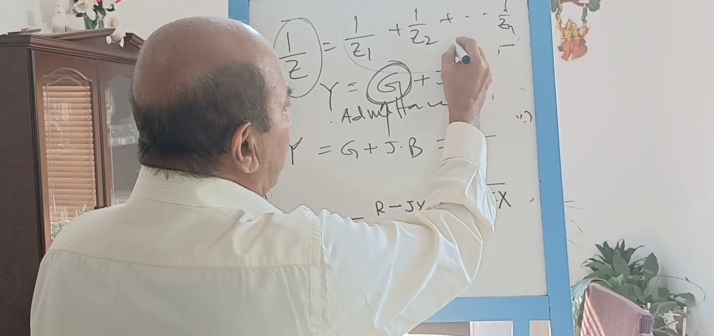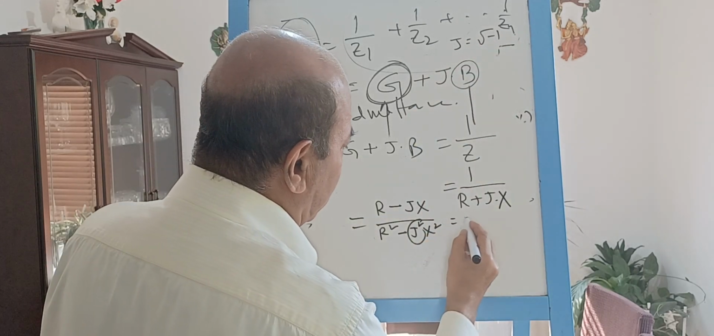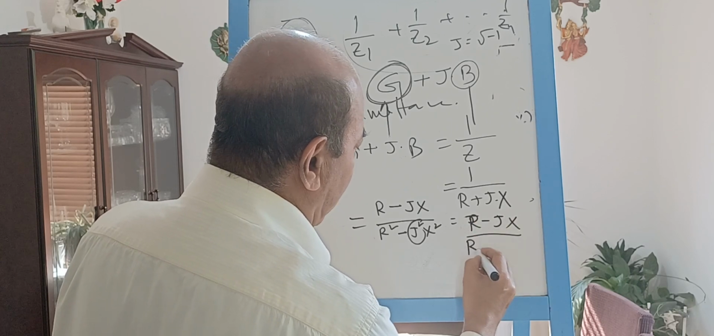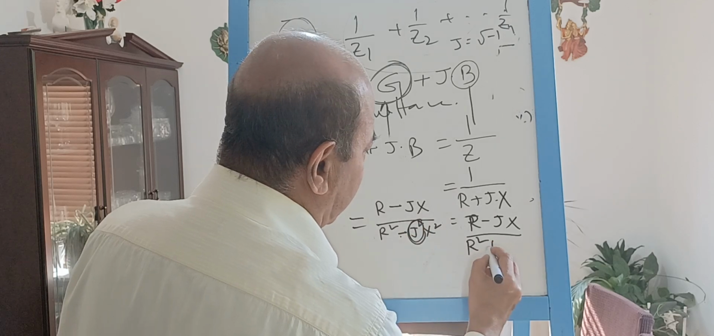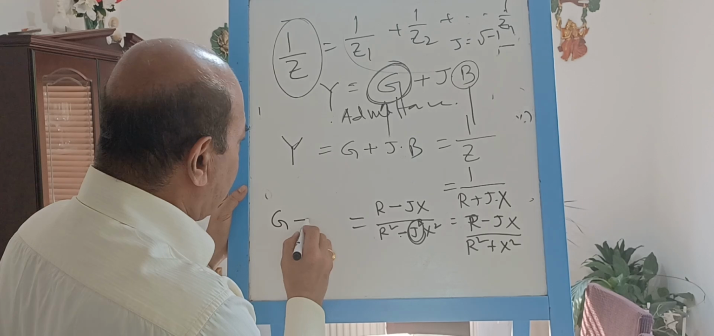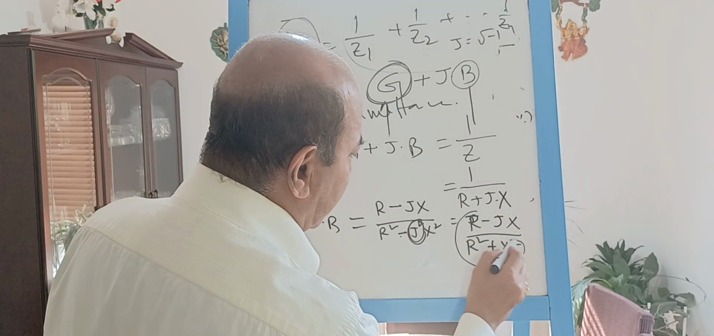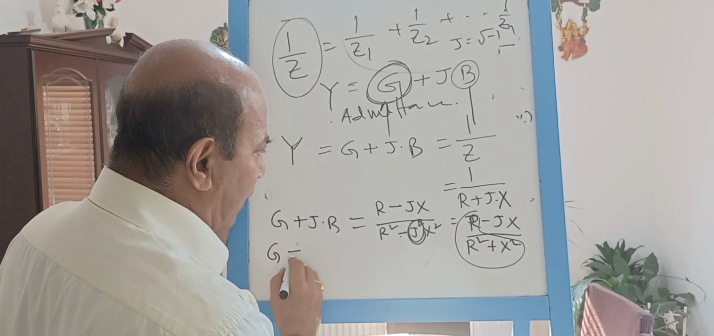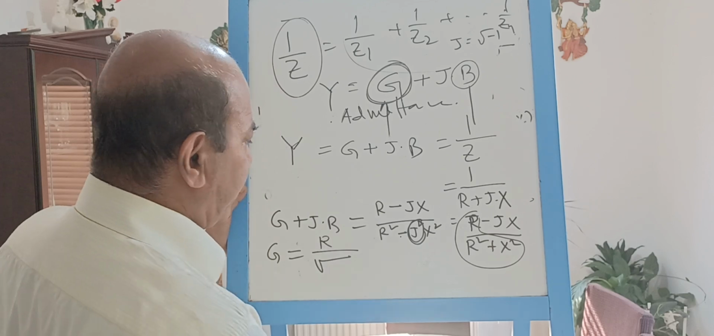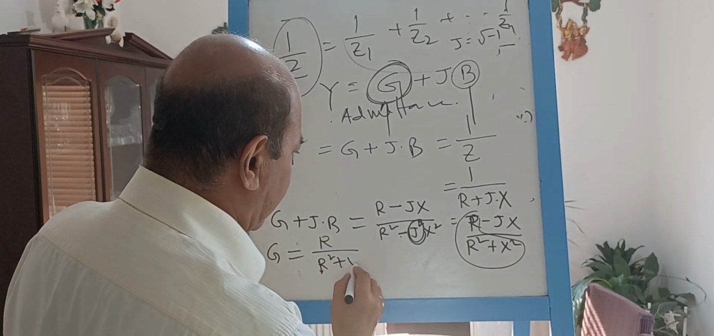Now we know j equals root of minus 1, so j square is minus 1. So this is equal to (R minus jX) by (R square plus X square), since minus times minus is plus X square. If we equate this to G plus jB, then relating the real part, G, the conductance, is equal to resistance divided by R square plus X square, right?